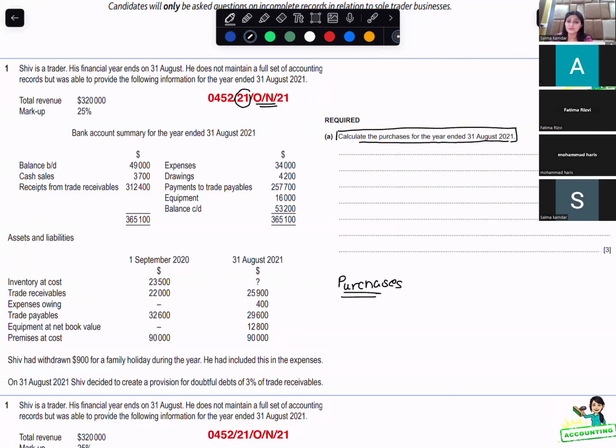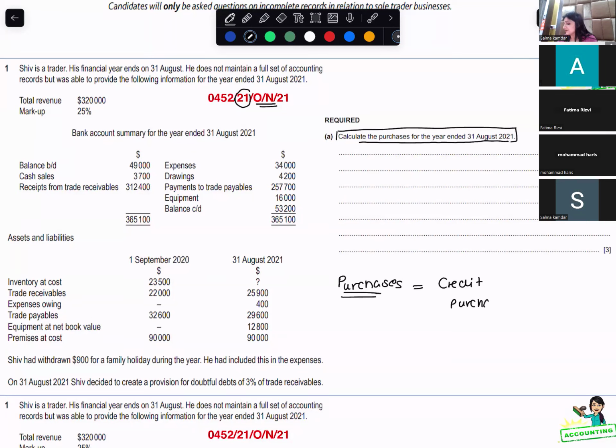Can you allow others also to think and answer? Fatima and Haris. Yes, miss. Purchases is made up of what? Credit purchases and cash purchases.